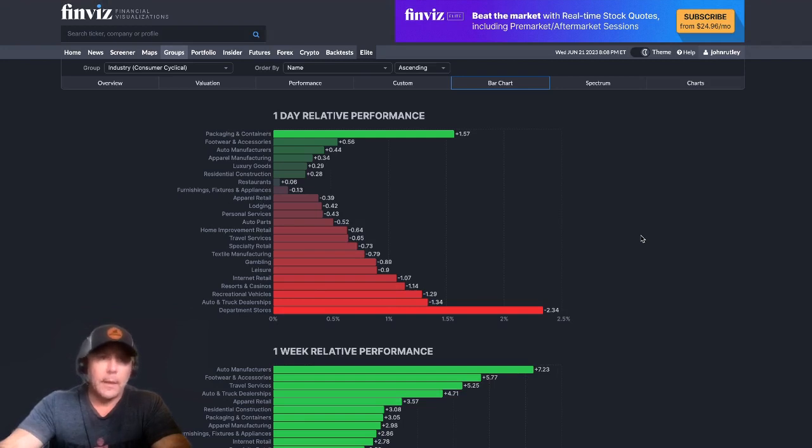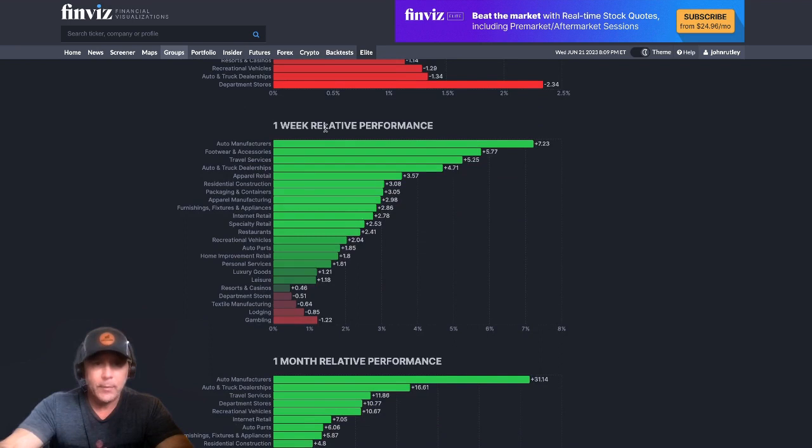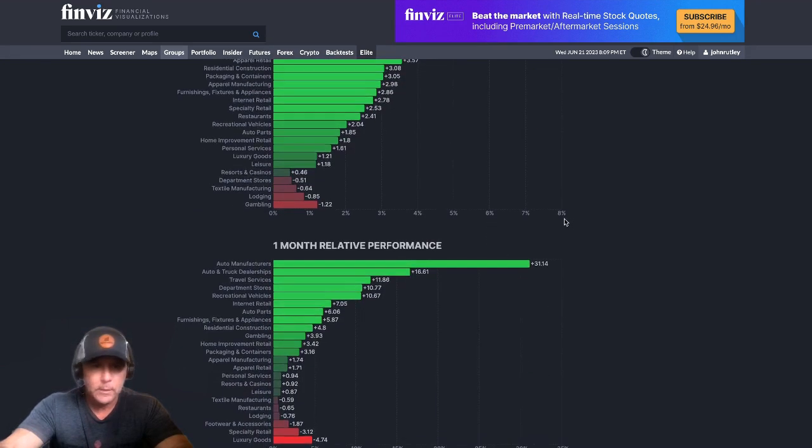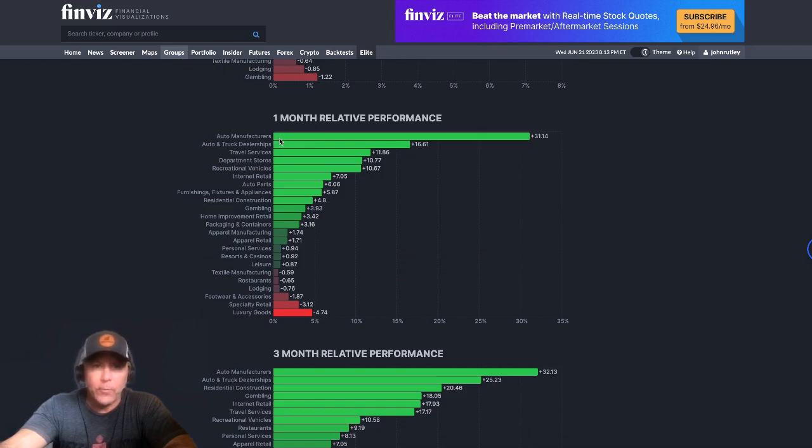The industry that the auto manufacturers fall under is the consumer cyclical. Let's take a peek at how the consumer cyclical is performing against the other industries within it. Let me just find auto manufacturers. It's right here. It's in the 3rd spot for today at time of recording. And if we scroll down and take a peek at the week, so for the last 7 days, auto manufacturers is number 1 at plus a little over 7%. For 1 month relative performance, auto manufacturers are plus 31%.